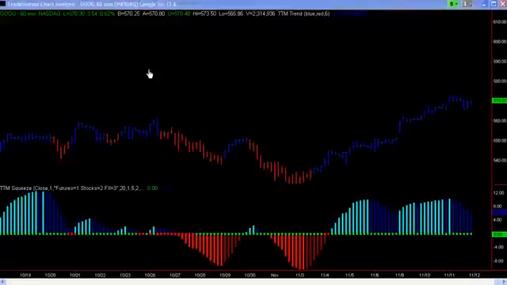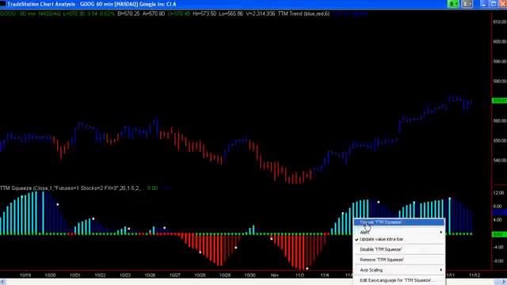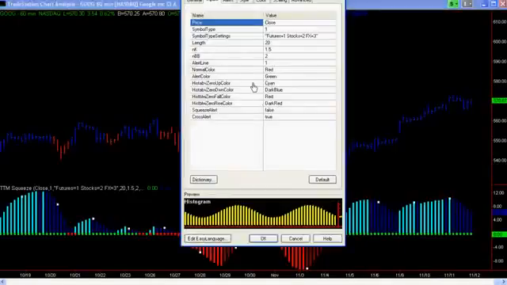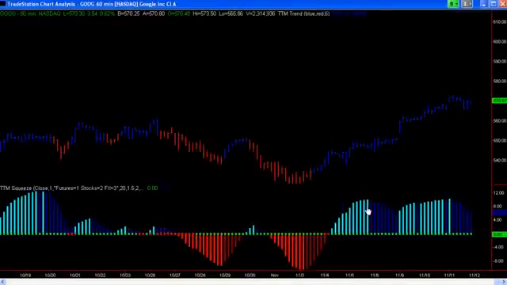I've got this one set up as kind of a little bit different here. For the TTM squeeze, what I did here is I went here and just formatted the squeeze, and I changed the zero up color right there to cyan. Normally it's just blue. That way it just kind of stands out, and when it goes darker blue, it stands out a lot more.